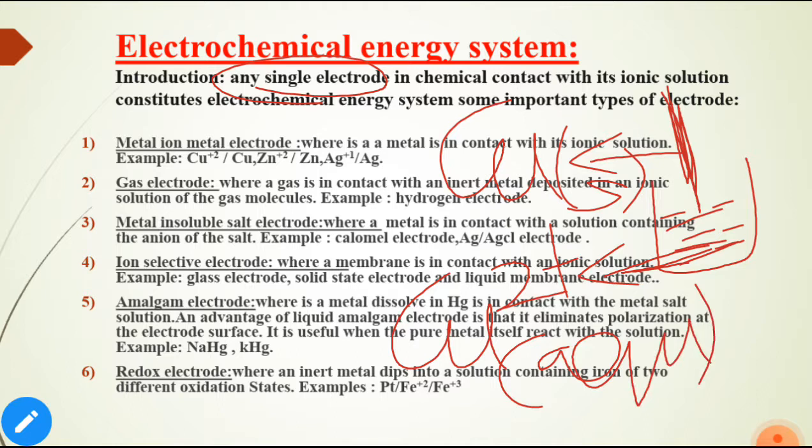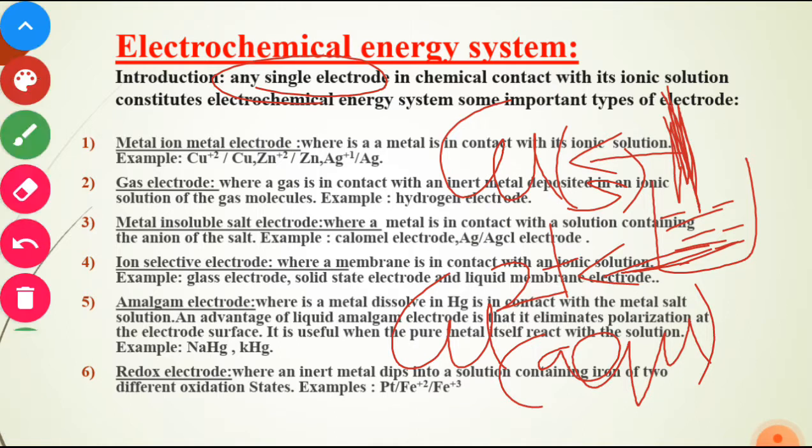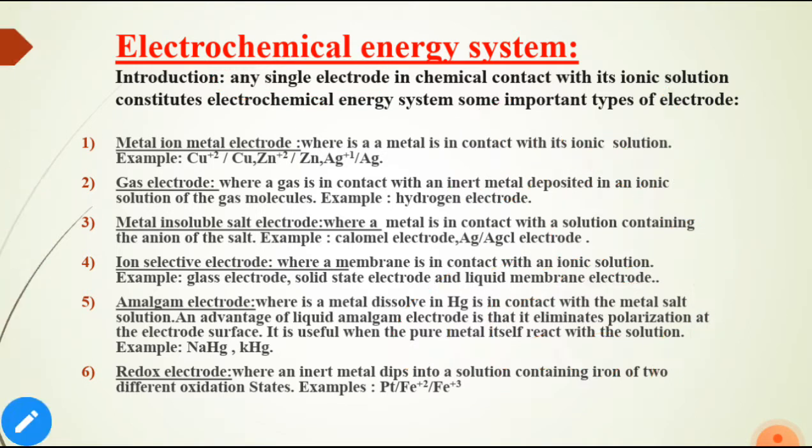What is a metal ion metal electrode? Where the metal is in contact with the ionic solution, it is called a metal ion metal electrode. Next, see the example Cu+2 and Cu: Cu+2 is in the aqueous state, and copper is in the solid state.